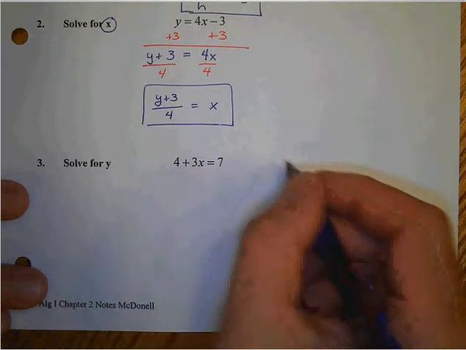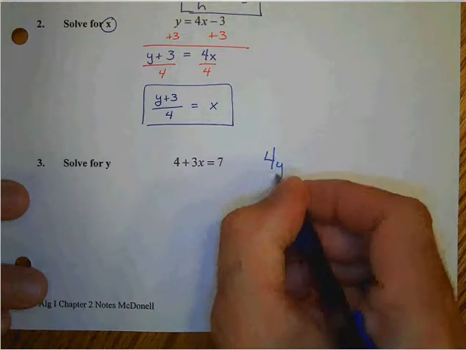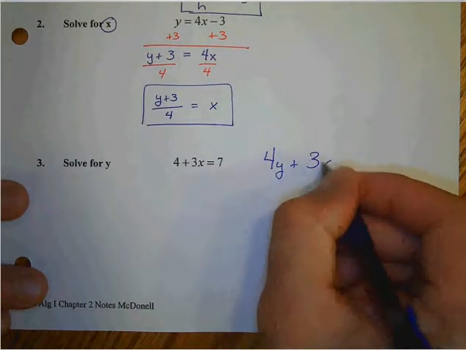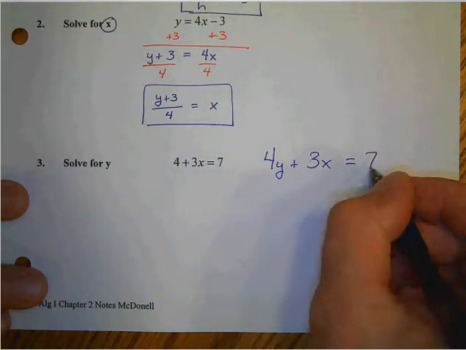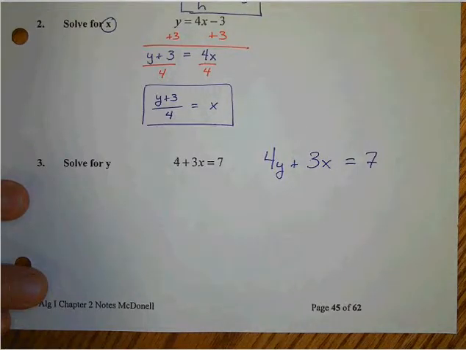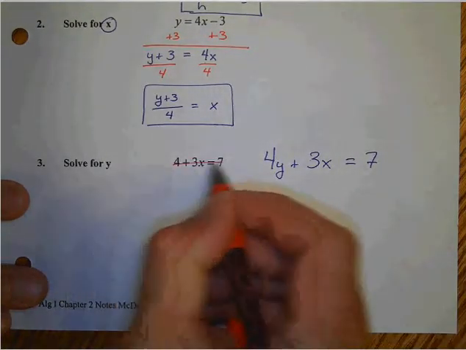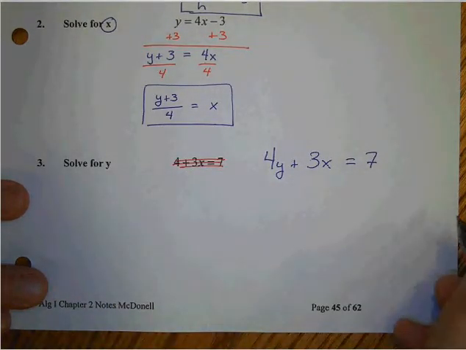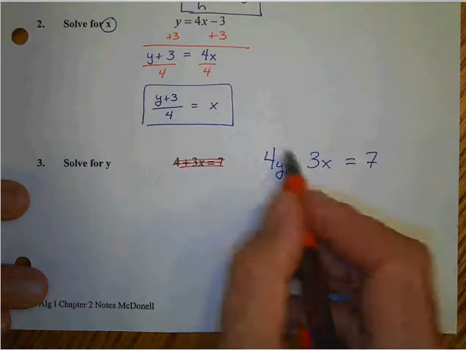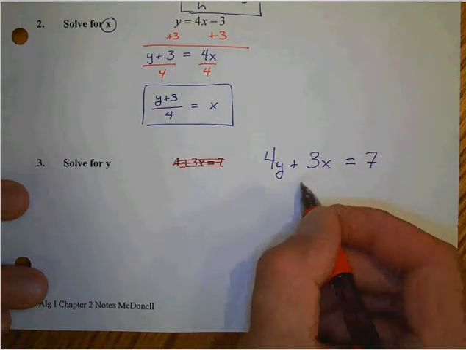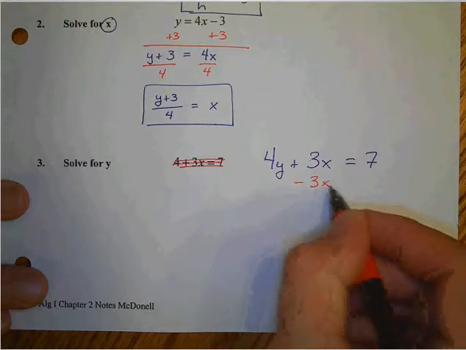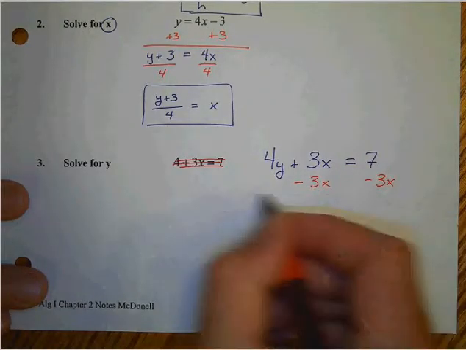Our last one, we're trying to solve for y. Now you may say that could be hard since there is no y. That's because it looks to be a typo, and so let's stick a y value in there. 4y plus 3x equals 7. Now, to isolate the 4y, we want to get rid of first the 3x. So, we're going to subtract 3x from both sides.